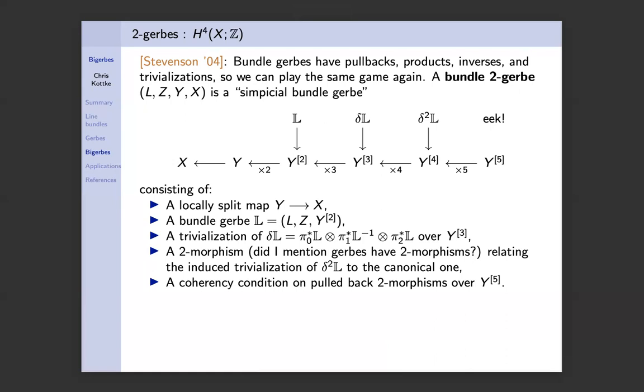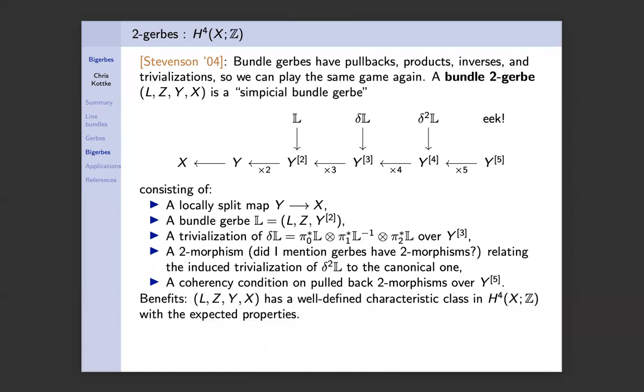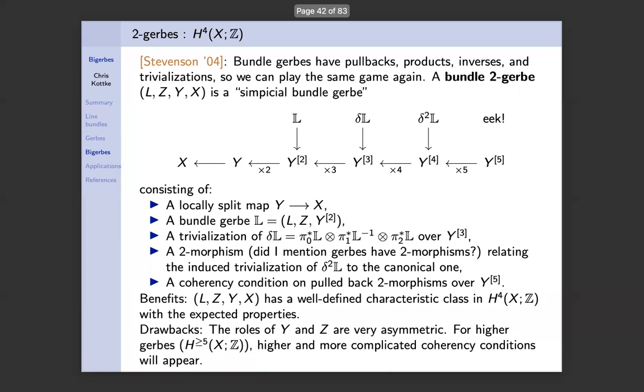But you can do it. You can write it down, and you get some reasonable notion of a 2-gerbe, and it has the benefit that if you've got all this data and you write it down, you get a well-defined characteristic class in degree 4 cohomology, and it has the expected properties. It's natural with respect to pullback. There's products and inverses and all the usual stuff. But I would say it has some drawbacks.